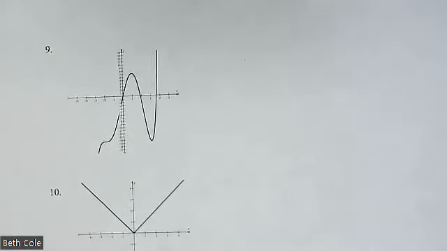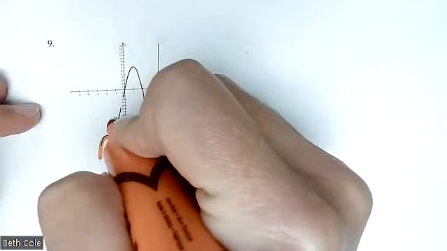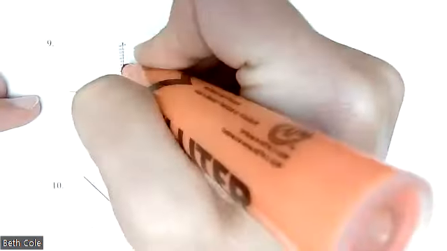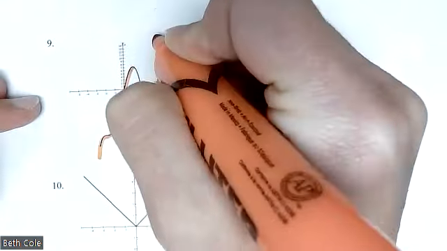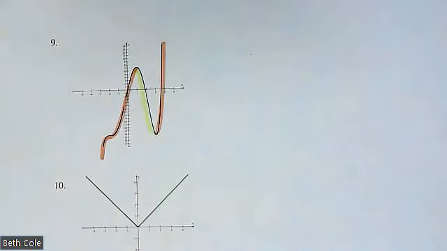All right. So I'm going to color code. Increasing is going to be my orange color. And then decreasing is going to be my green color. Try and stay consistent with whatever you picked though, because if you start making them backwards, you're going to confuse yourself.